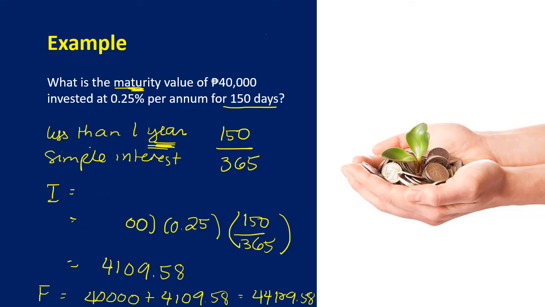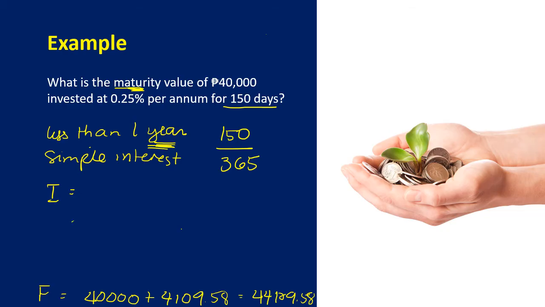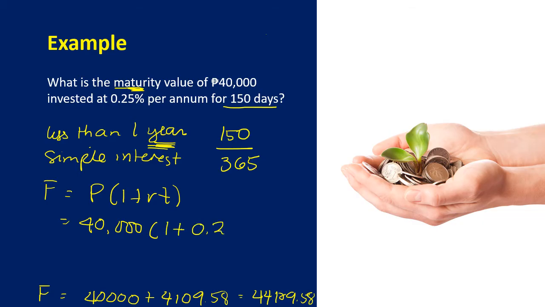Or if you want, you can go directly to the formula. That's the first method. Or if you want, since it's just asking for the maturity value, you can also use the formula P times 1 plus RT. So that's 40,000 times 1 plus 0.25 times 150 over 365. You should still get 44,109.58. Okay?